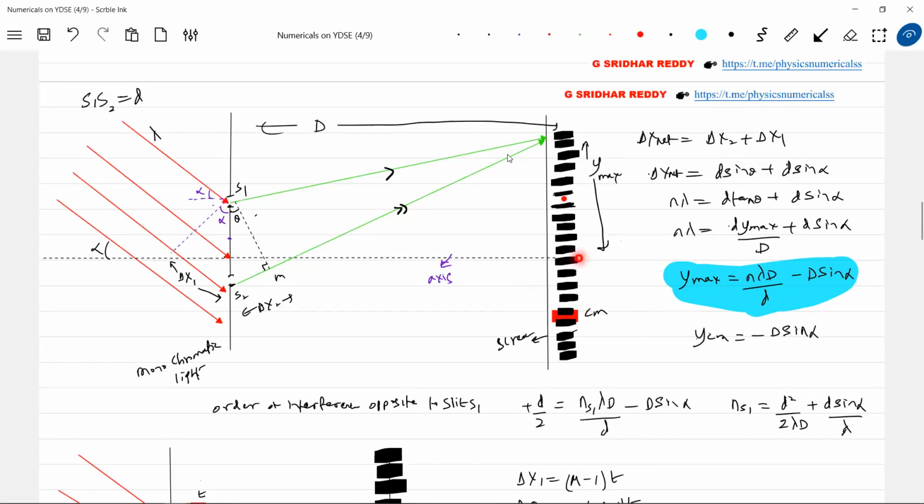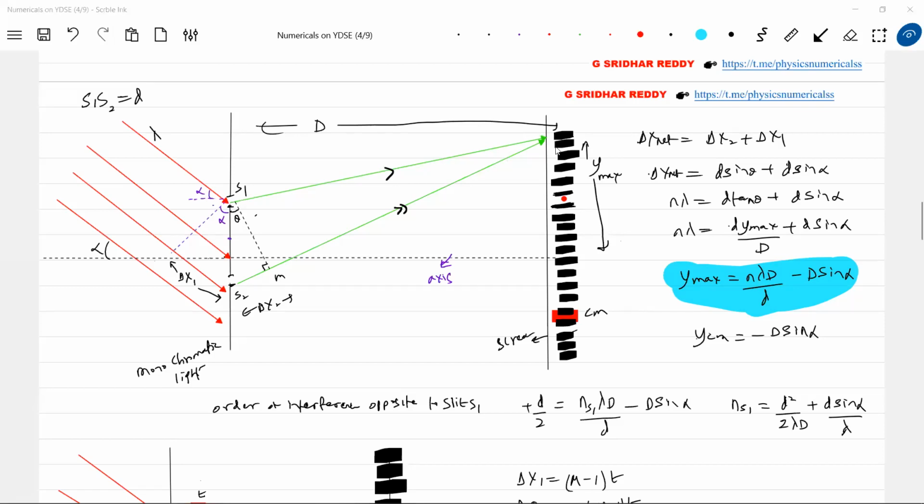To shift the pattern up, what shall I do now? Where should I put a slab? Shall I put the slab here or here? Anybody? Please reply. There is a very nice condition I am bringing for students to really analyze here.